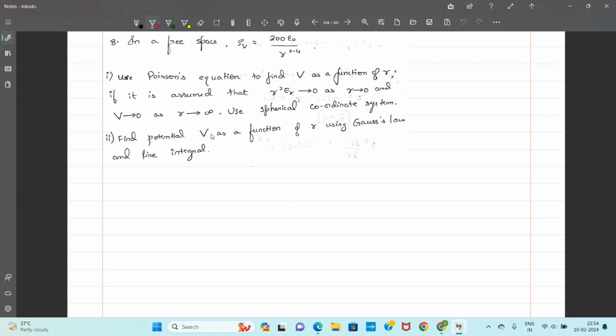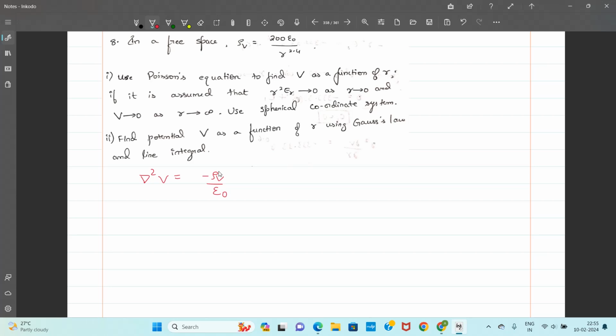They've mentioned find v as a function of r, which means whichever coordinate system you're going to consider here, it should be in r direction, ar direction only. So you can assume it has only r component here, so we can consider spherical coordinate system. As you can see rho v is mentioned here, so you have to consider Poisson's equation. Del square v is equal to minus rho v by epsilon, and it is free space, so it is epsilon naught.